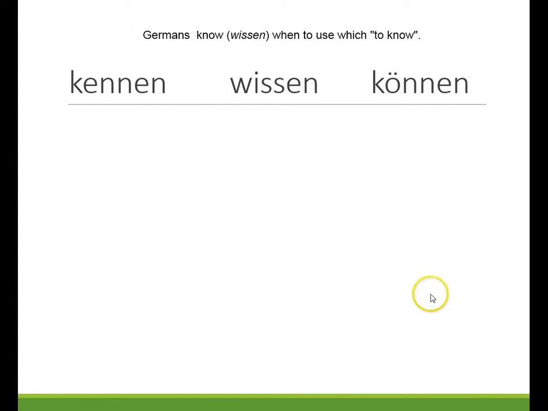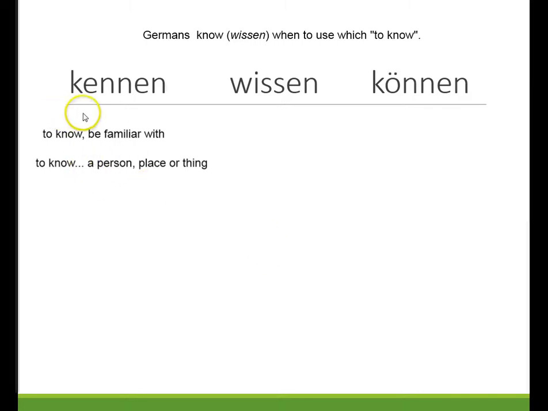Now we're going to look at kennen. The first thing I want you to write in your notes for kennen is "ich kenne Ken," with a capital K, so the name Ken. Ich kenne Ken. Please put that in your notes. That should be the first thing in that column. It's because you know Ken, you're familiar with him, and he's a person. So "ich kenne Ken" is a memory trick. You know Ken's a person.